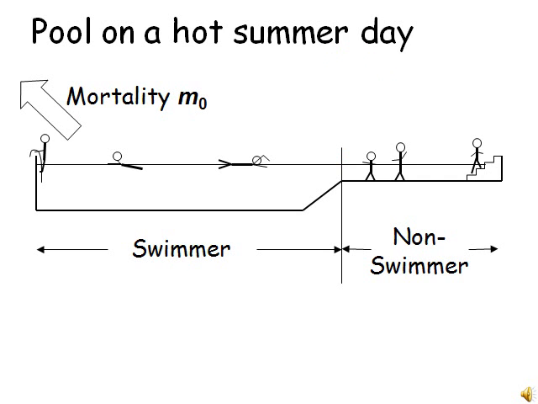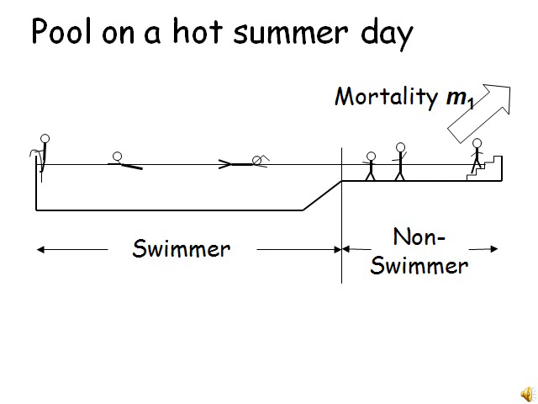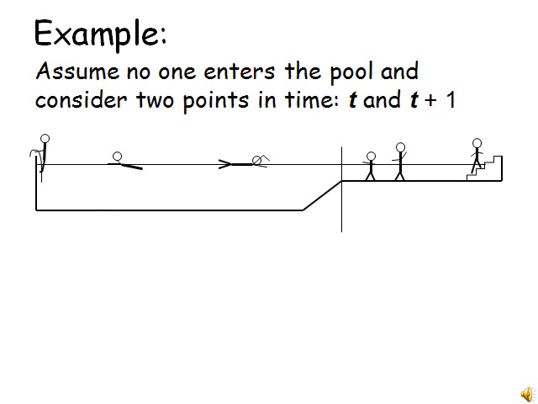The rate at which swimmers leave the pool is m0. The rate of the non-swimmers leaving the pool is m1. Now in an example, we'll put some numbers into the game. For simplicity, we need that no one enters the pool. And as in the beginning of this talk, we consider 2 points in time.